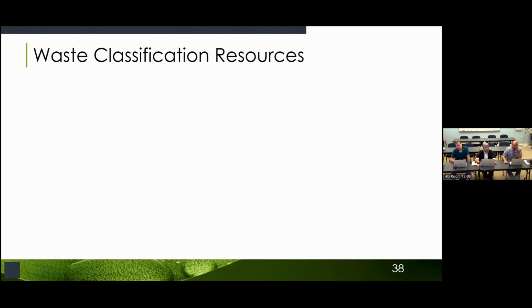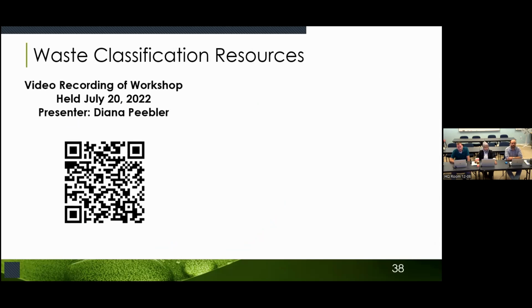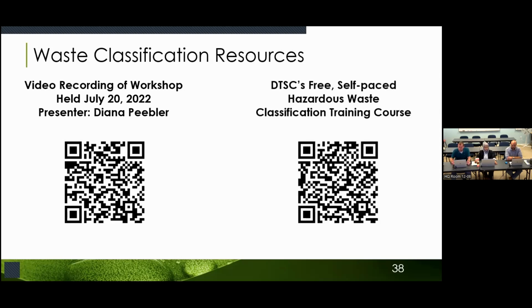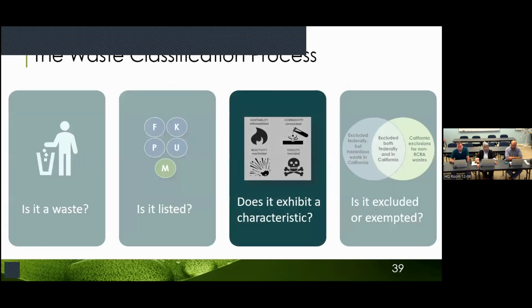So DTSC has provided resources to help the public learn more about it. Scanning the QR code here on the left side of this slide takes you to a recording of the presentation given by Diana Peebler in 2022, where she gives more details about the process, the criteria, and exclusions and exemptions. And the QR code now on the right side of the slide takes you to a set of web pages that lead you through a self-paced course on waste classification in California with much more detail and citations of the laws and regulations.